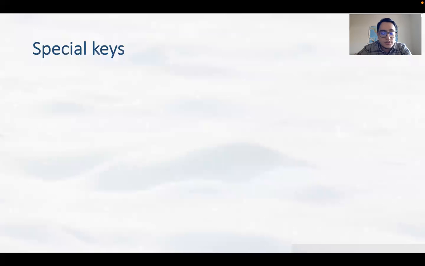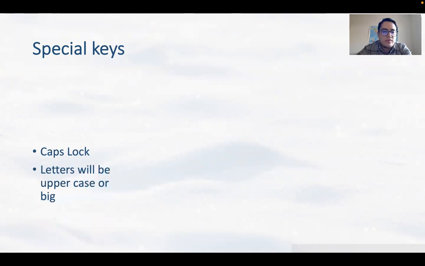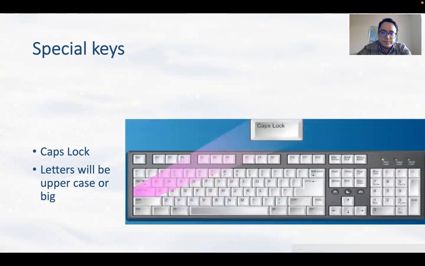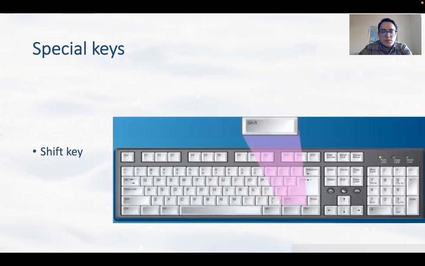So some special keys that are good to know would be caps lock, which helps you to have your letters in uppercase or big letters. So once you press caps lock, when you type in your letters, they will appear as big or uppercase letters. Next, we have the shift key. When you hold the shift key and you start typing, it will write with uppercase or big letters.